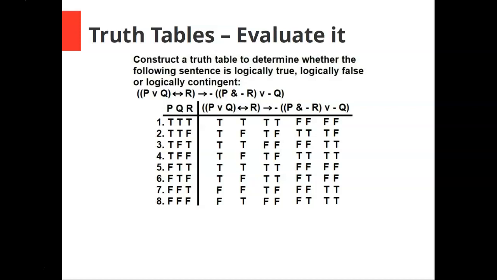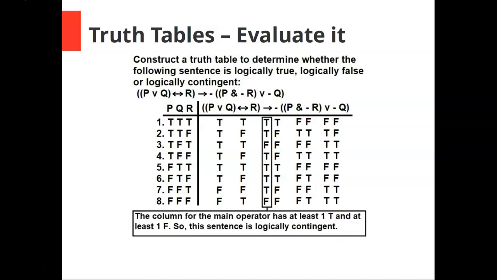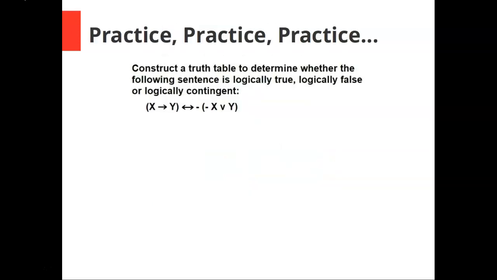Now we can evaluate our truth table. The column for the main operator has at least one T and at least one F, so this sentence is logically contingent. So to sort of wrap up the video, here are some more examples for you to try.